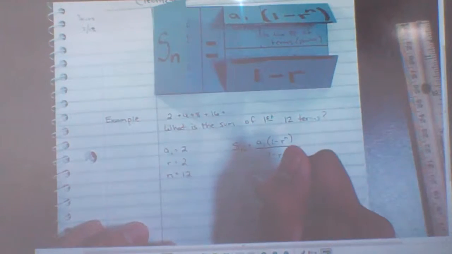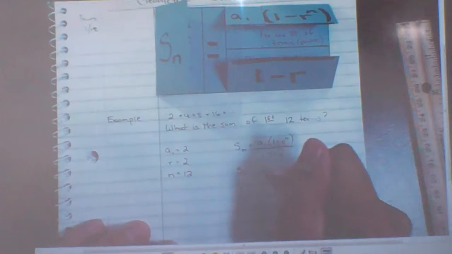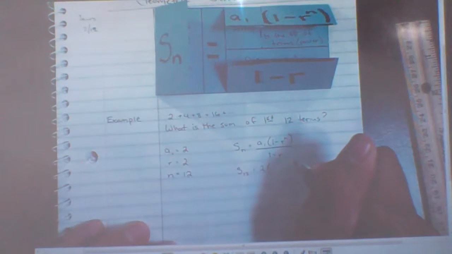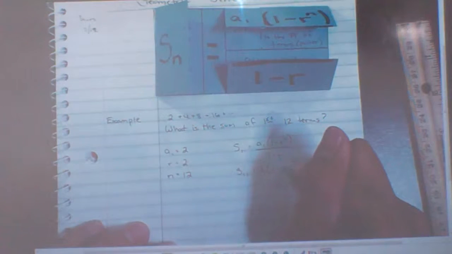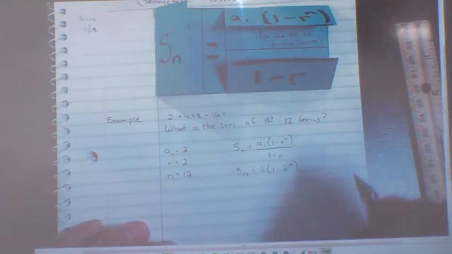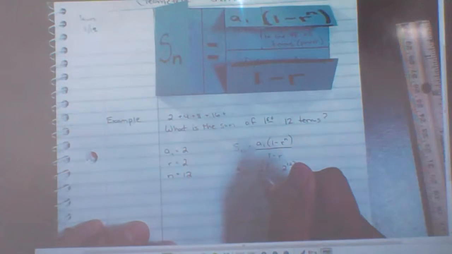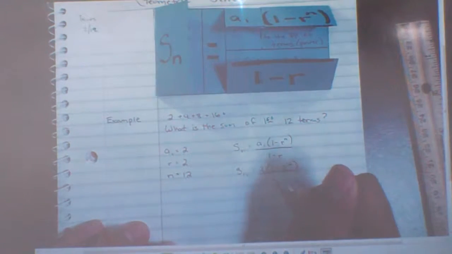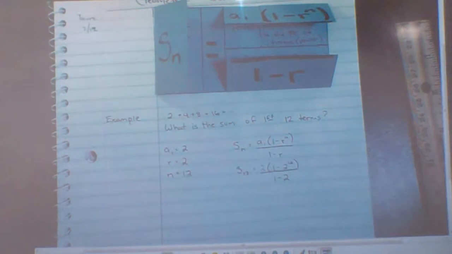Alright, let's fill in what we know. So instead of S sub n, we're going to have S sub 12. Instead of a sub 1, we're going to have 2. Now represented inside, this will be 1 minus 2 to the 12th power. So we're going to have to multiply 2 by itself 12 times. This is going to be over 1 minus 2. Okay, so that's fairly simple there.